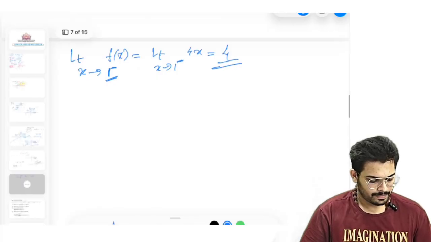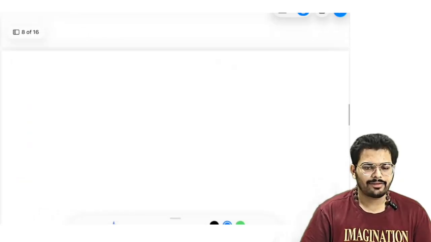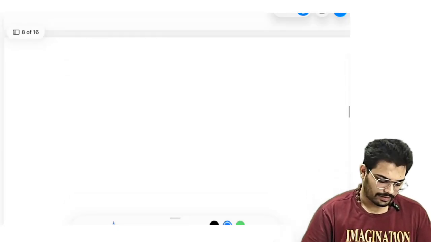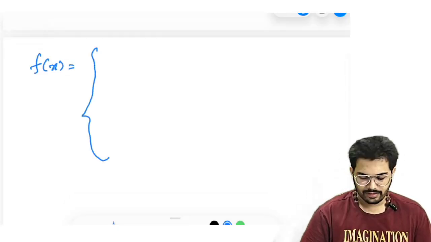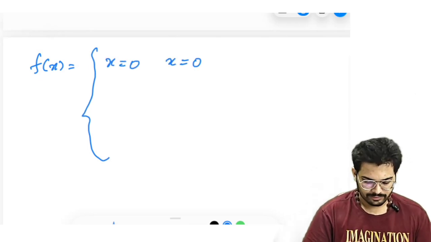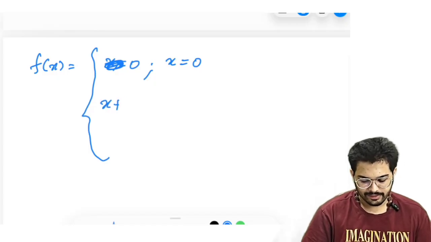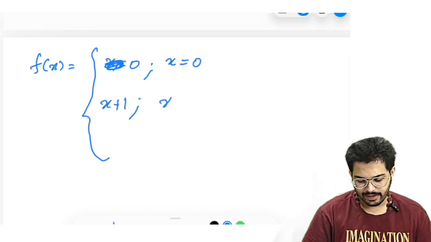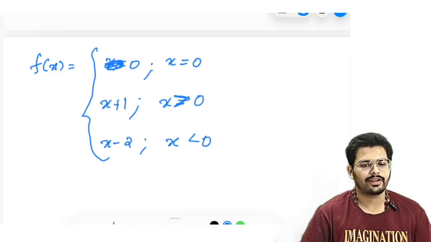Suppose I am defining a function. For example, f of x equal to 0 when x equal to 0, x plus 1 when x is greater than 0, and x minus 2 when x is less than 0, a negative number.